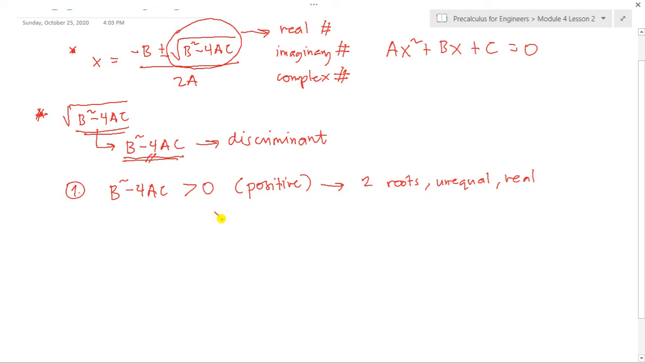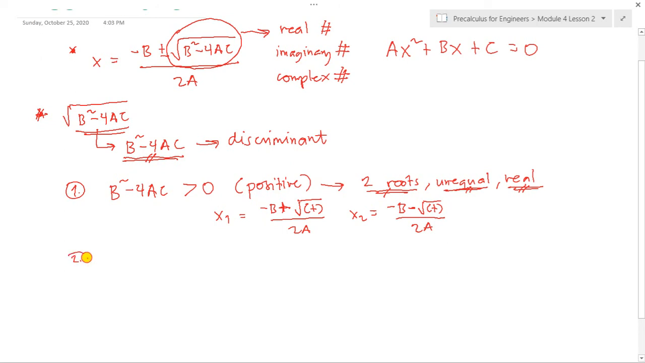Because of course our first root is negative b plus the square root of the discriminant, which is positive. So it has a value, all over 2a. Of course, our second root is negative b minus the square root of the positive value of our discriminant, all over 2a. So therefore, both of them are different because of this plus and minus sign. So they are unequal. That's why we have two roots but unequal and a real number. So it is a real number, class.